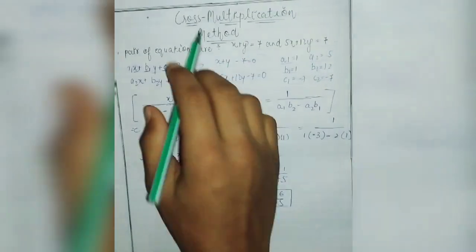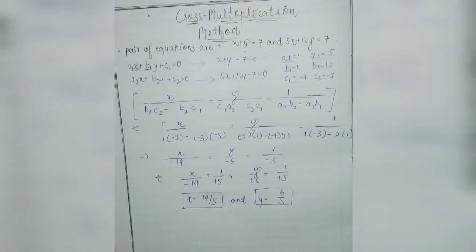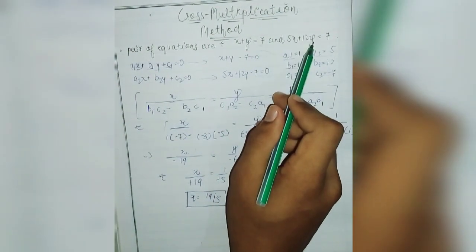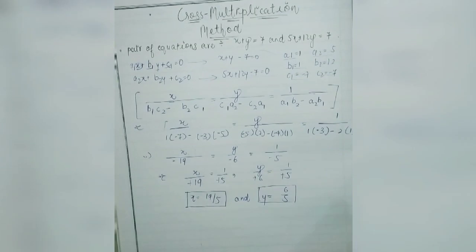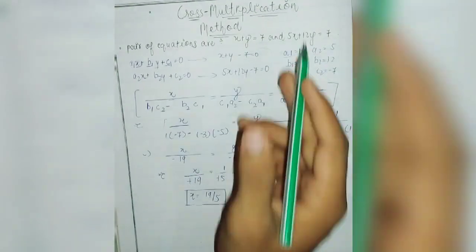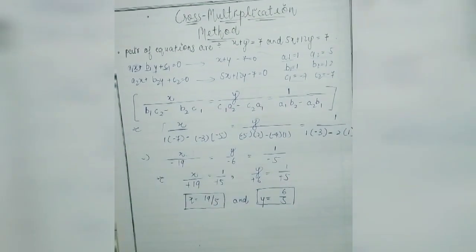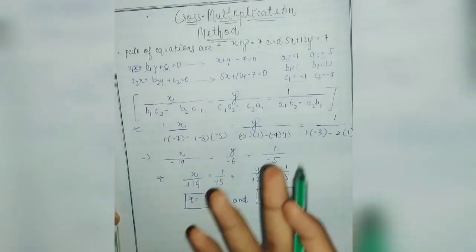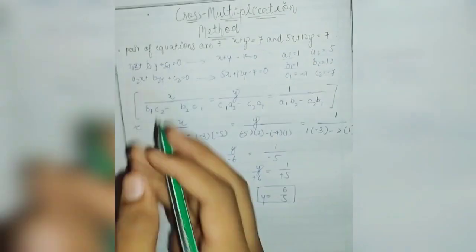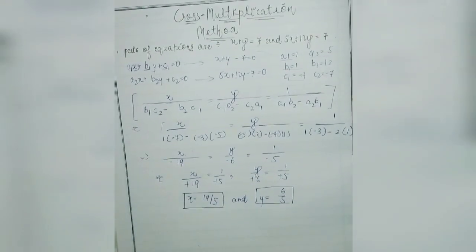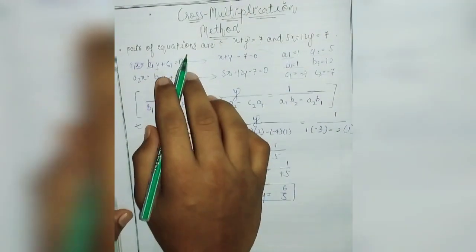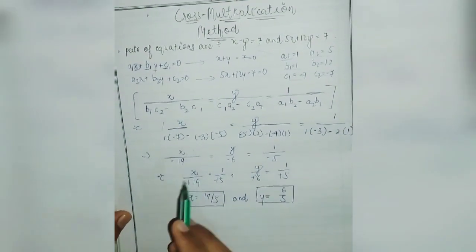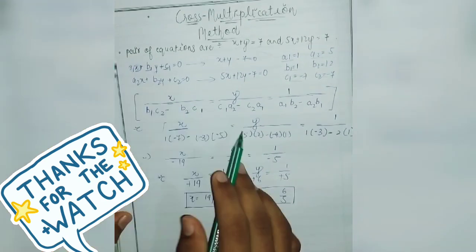So this was all about the cross multiplication method. I have taken a simple example of a linear pair of equations. But what if someone asks you what is the difference between the elimination or substitution method and the cross multiplication method? The similarity is that both methods can be used to get the values of x and y, whereas the cross multiplication method gives the values of x and y simultaneously, whereas in the substitution or elimination method, firstly you get the value of one variable and then use it for finding the other variable. So this is the difference.